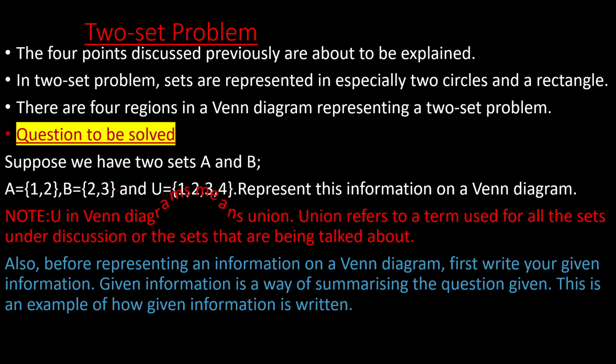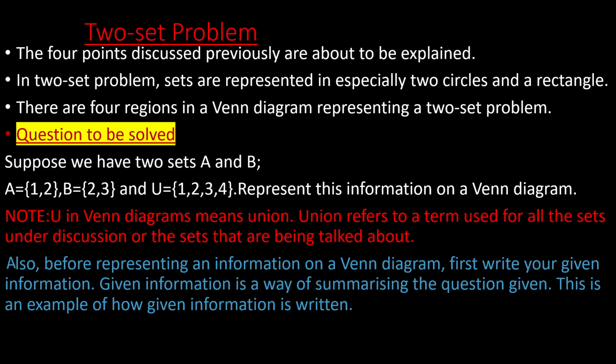But note that the U in Venn diagram questions means union. Union refers to a term used for all the sets under discussion, or the sets that are being talked about. So in the question above, the union refers to A and B, talking about A and B.